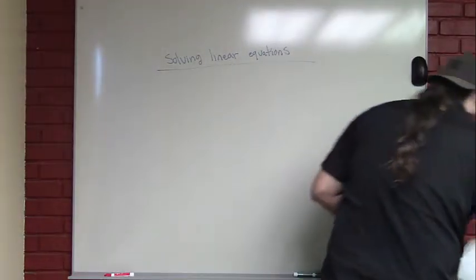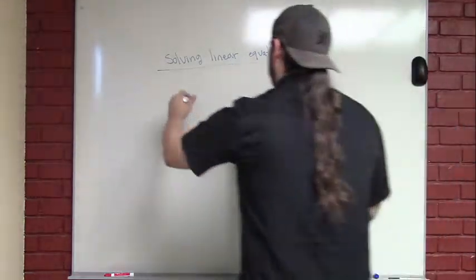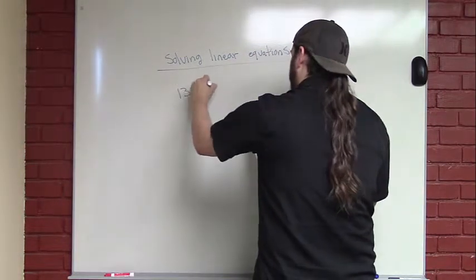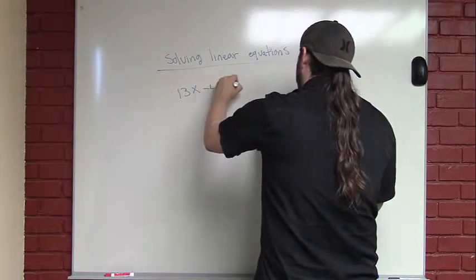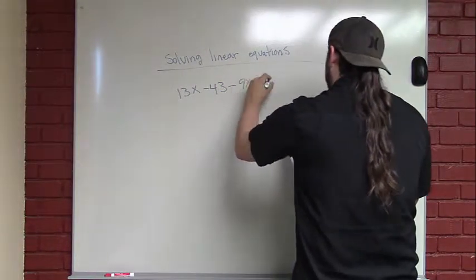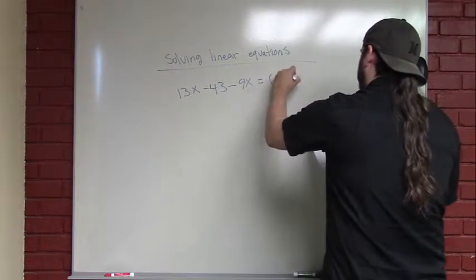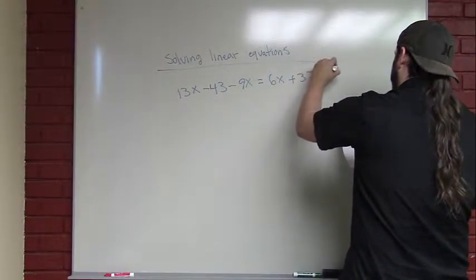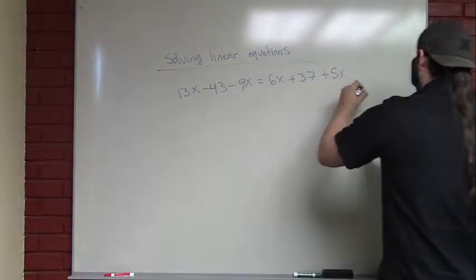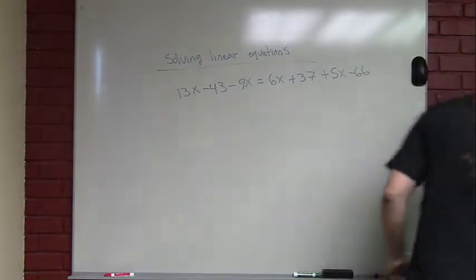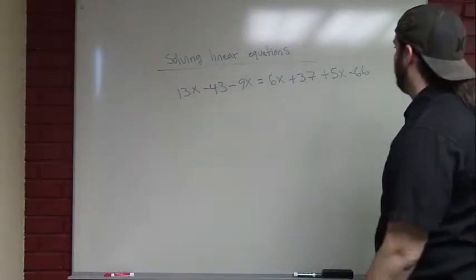Next guy. Okay. It's getting a little bit longer here. 13x minus 43 minus 9x equals 6x plus 37 plus 5x minus 66. All right, so this guy looks like a beast, right?